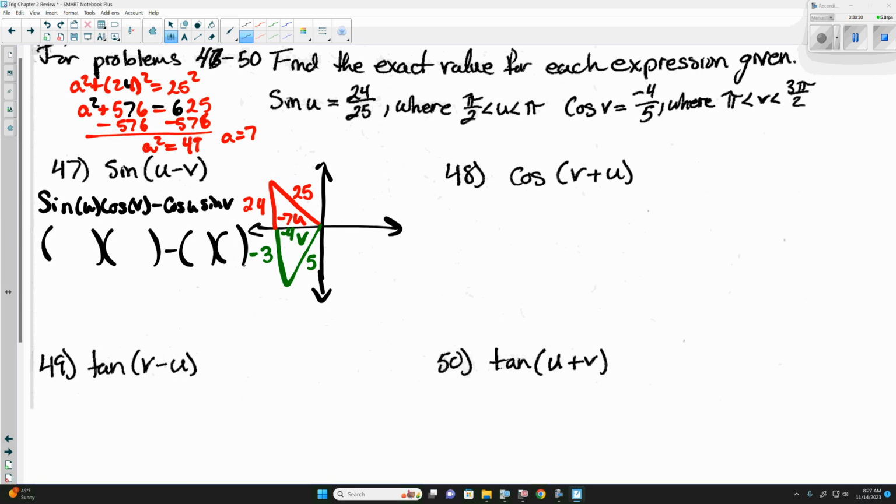They told us sine of u is 24/25. Cosine of v was told to us as -4/5. Cosine of u we didn't have, but now we do. The adjacent side is -7. The hypotenuse is still 25. Sine of v, the hypotenuse is still 5, but the opposite side is -3. Does that make sense how we got that? Because it's all based off this triangle.